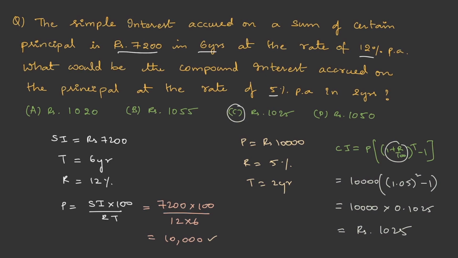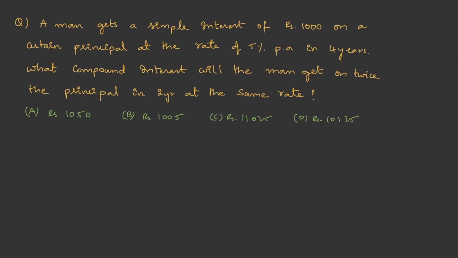Okay, let's do one more question for practice. A man gets a simple interest of rupees 1000 on a certain principal at the rate of 5% per annum in 4 years. What compound interest will the man get on twice the principal in 2 years at the same rate? Very similar question. So let's try.